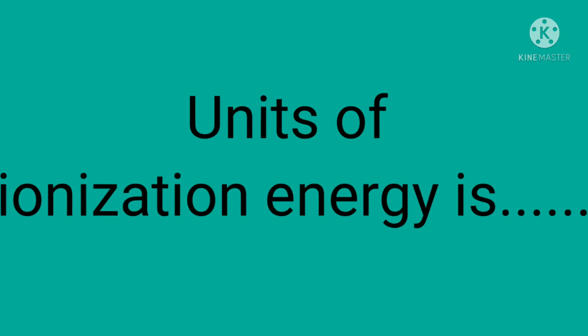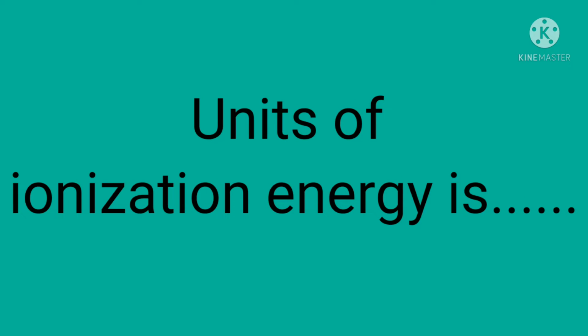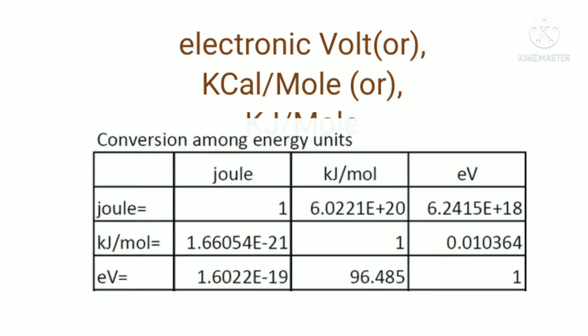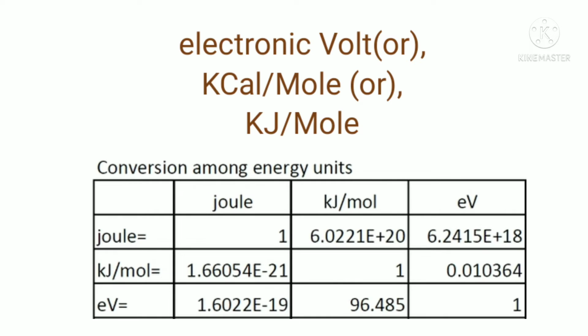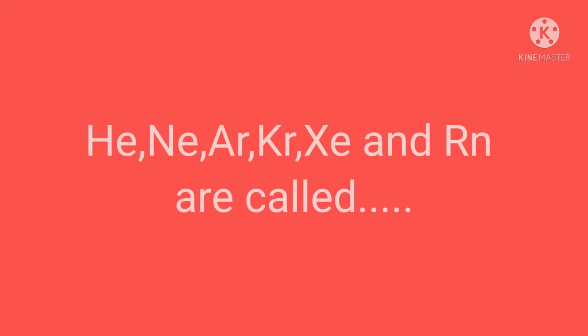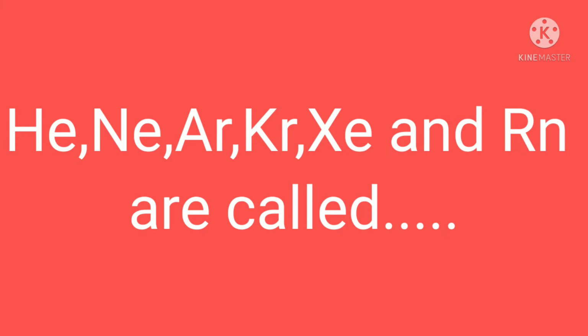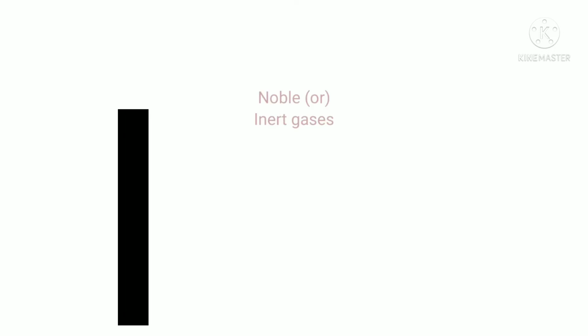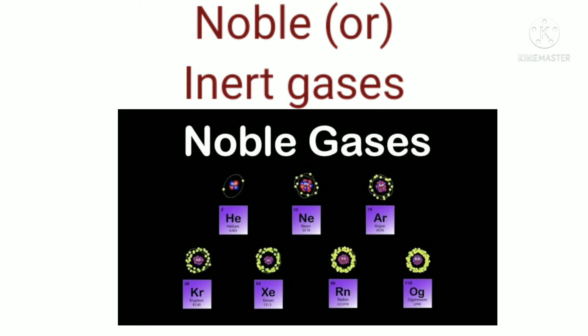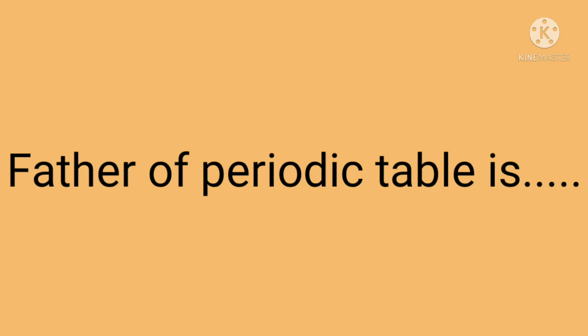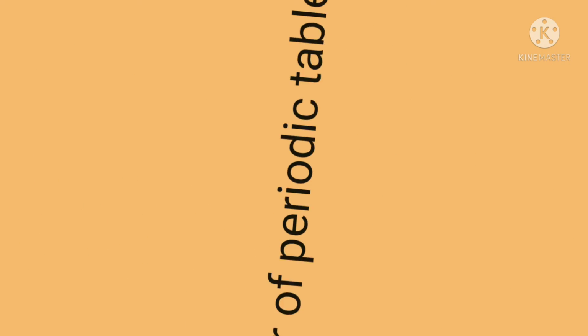Unit of ionization energy is electronic volt or kilocalorie per mole or kilojoule per mole. Helium, neon, argon, krypton, xenon, radon are called noble or inert gases. Father of periodic table is Mendeleev.